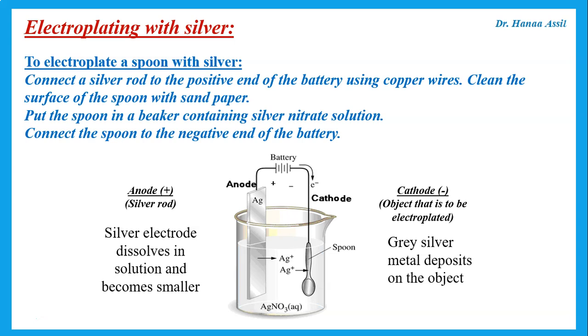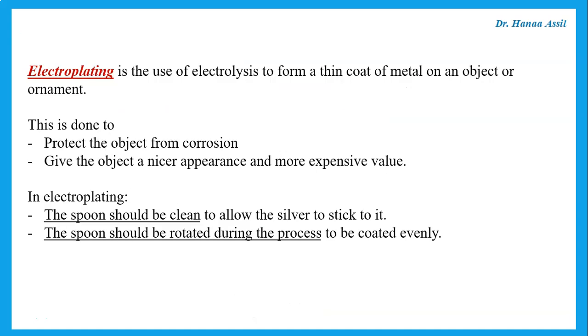So connect the silver rod to the positive end of the battery. Usually we clean the surface of the spoon with sandpaper to allow the silver to stick to it. Put the spoon in the beaker, contains silver nitrate solution. Connect the spoon to the negative end of the battery so that the Ag plus can go to it and form silver and deposit on the spoon.